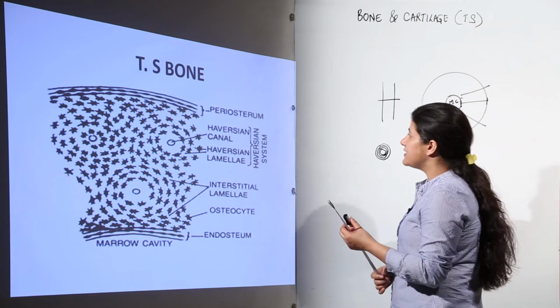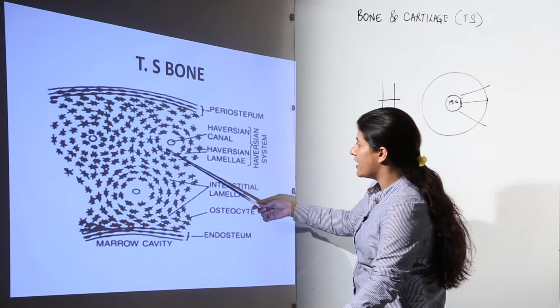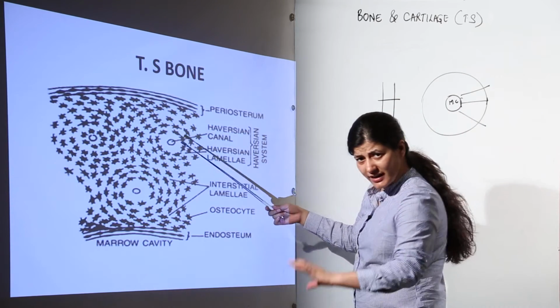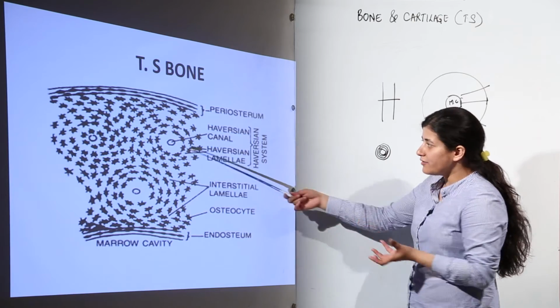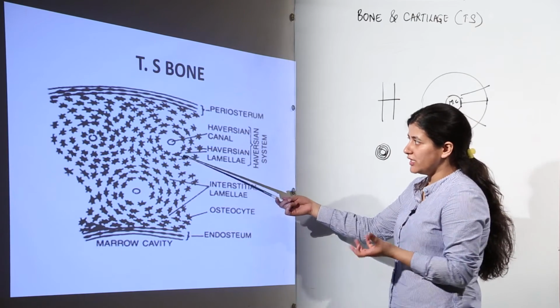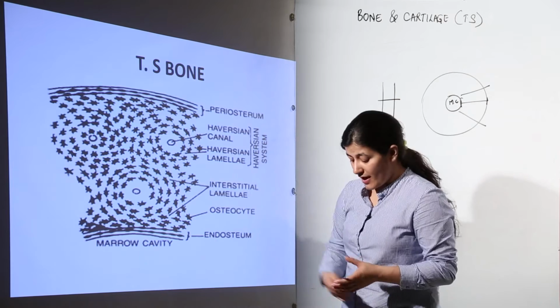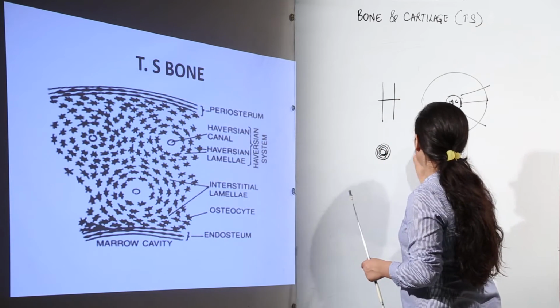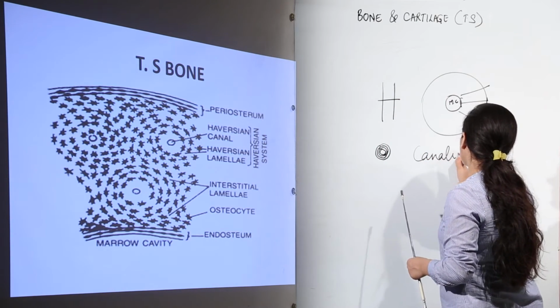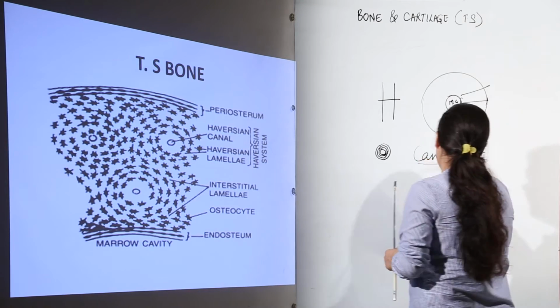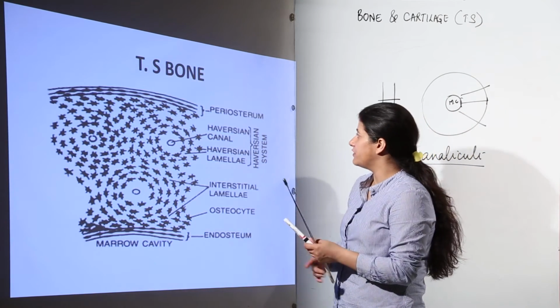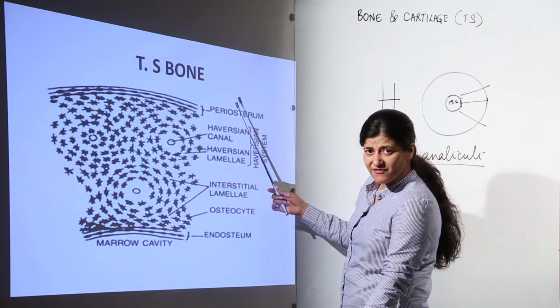Now these cells are osteocytes arranged in a concentric manner, and each Haversian canal is connected to the other by a structure known as canaliculi. This you have to remember. Okay, so we have the Haversian system, we have the periosteum.